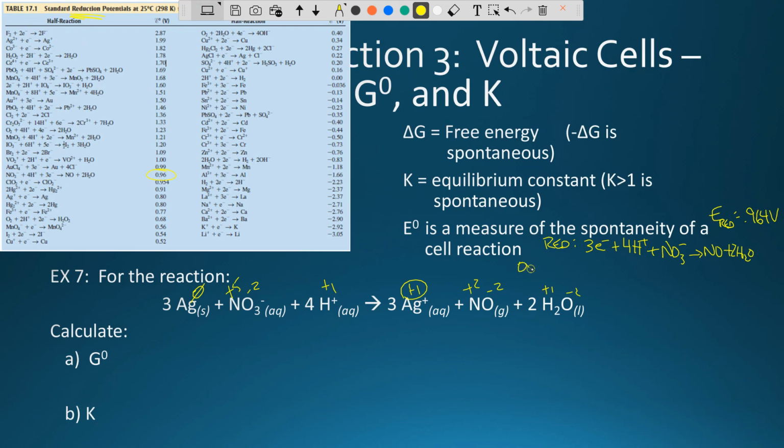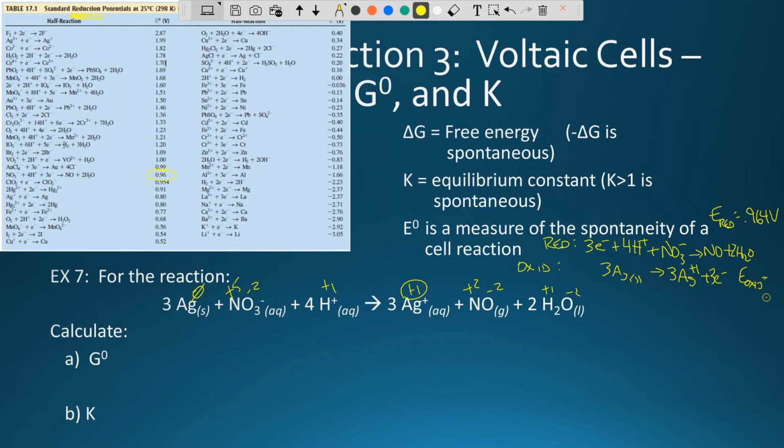Now, the thing that's going to be oxidized then, that will be my silver, because it's going from a 0 to a +1. It's losing electrons. And so if I was going to balance this out, I would end up needing 3 silvers. That's going to be my solid. And that will give me 3 silver ions and 3 electrons.